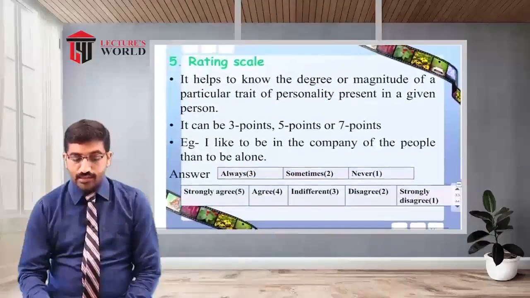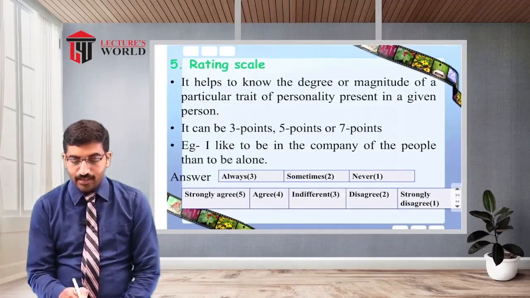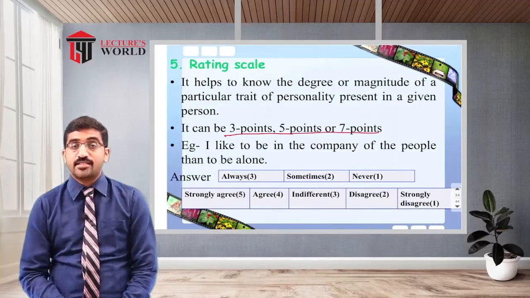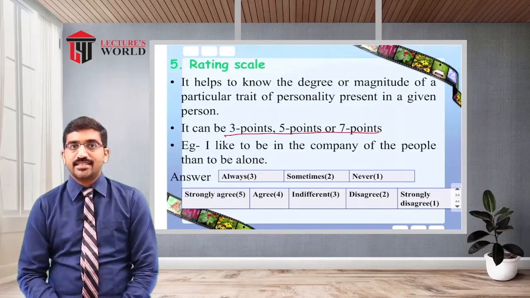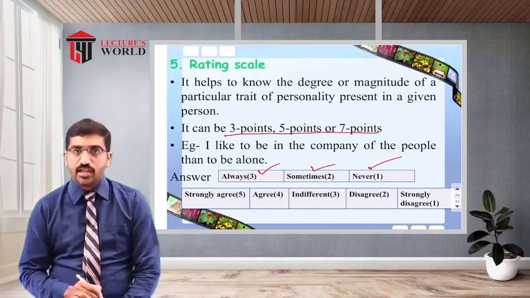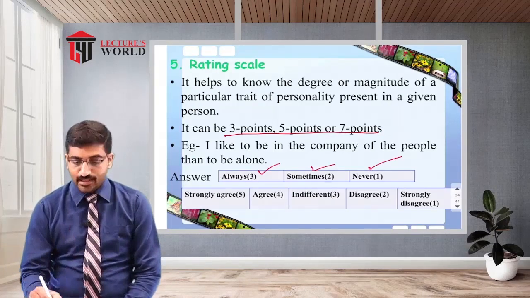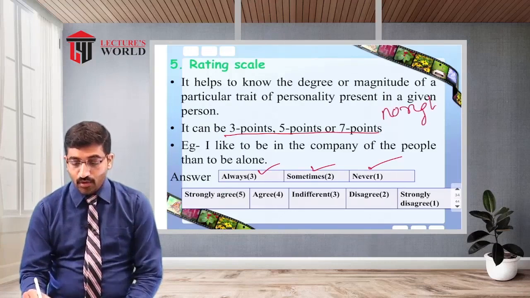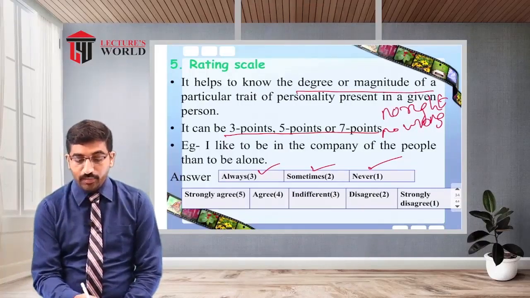Rating scale, I already taught this in the attitude chapter also. Rating scale, Likert scale, like 3 point, 5 point and 7 point. You can check the attitude chapter where we have seen the Likert scale. A 3 point scale has, like, always, sometimes, never. Only 3 answers. You have to tick one answer. There is no right or wrong answer. It is only your attitude or your situation, to know the degree of a particular trait.